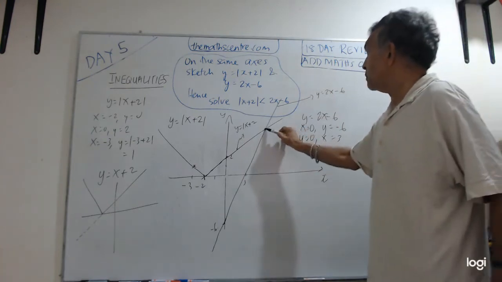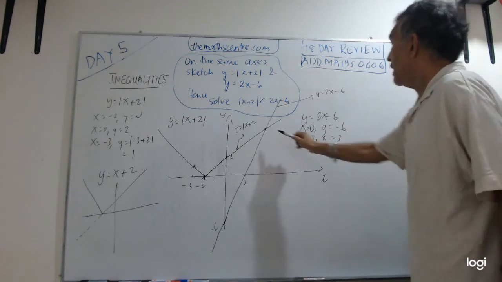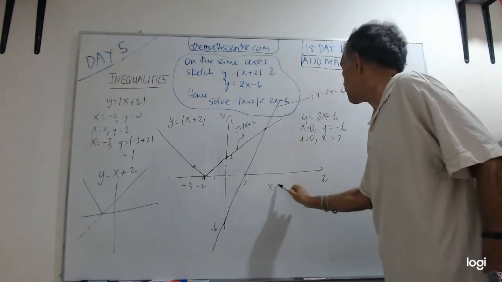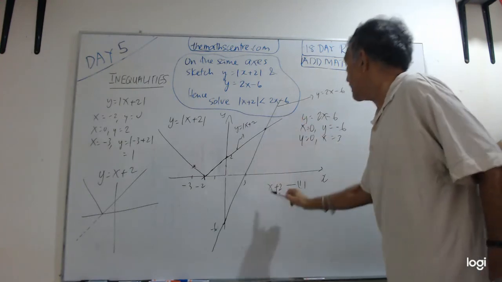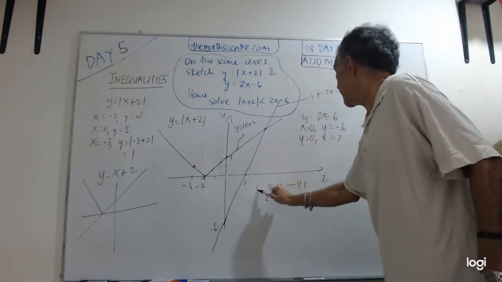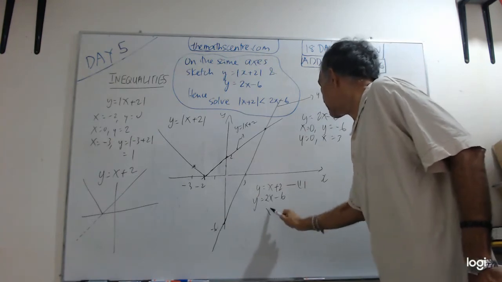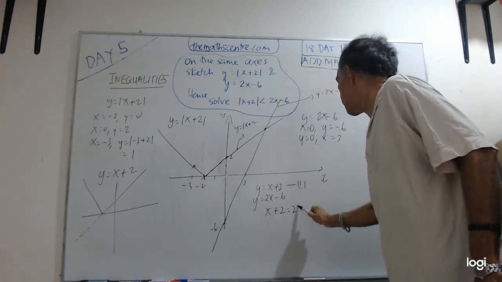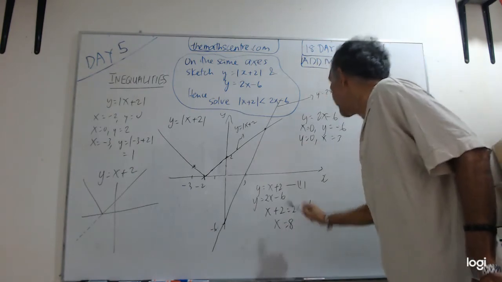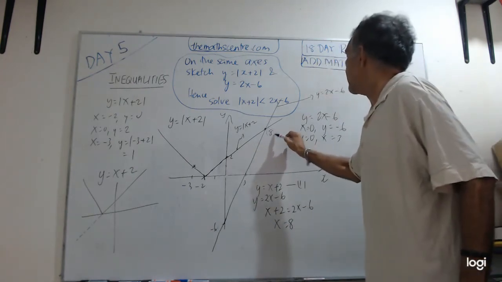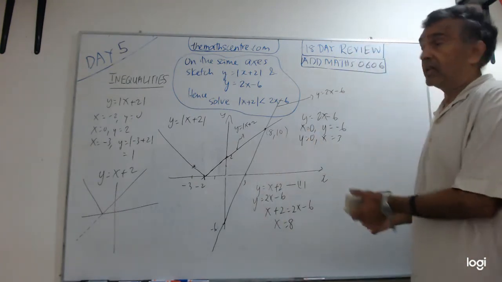So this point here, I'm trying to get the coordinates. Let's solve for that. I have to solve |x + 2|, equation 1, that's this line, and this line here is y equals 2x minus 6. Let's solve that. x plus 2 equals 2x minus 6. Therefore, x equals 8. So this point here is (8, 10). Everything is done.